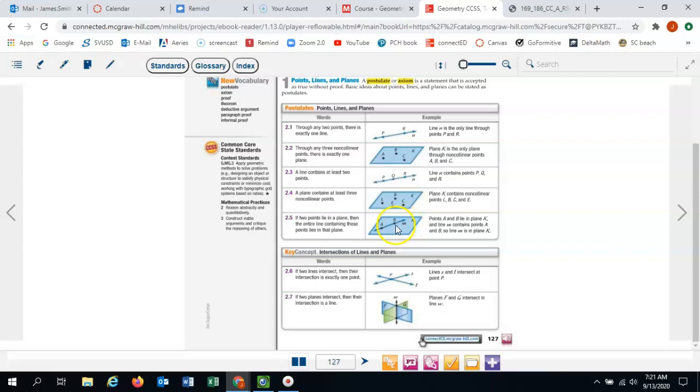So if I have 2 points, points A and B, and they are in plane K, all this is saying is that if those 2 points are in plane K, well then the line that I draw through them has to also be in plane K. So again, if we know that 2 points are in a plane, we know that the line that we draw through those 2 points is also in that plane.